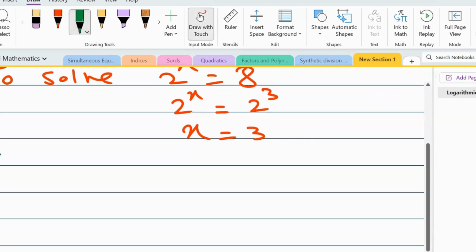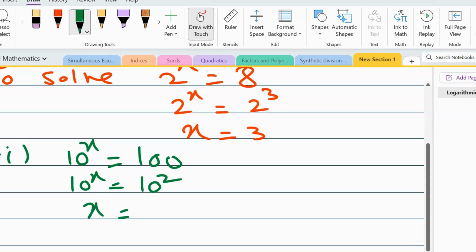Similarly, for example, 10 raised to the power x is equal to 100. How can you solve this equation? Again, the same concept we are using. You have to make the bases same. So you can write here 10 raised to the power x is equal to 10 square, and x is equal to 2.